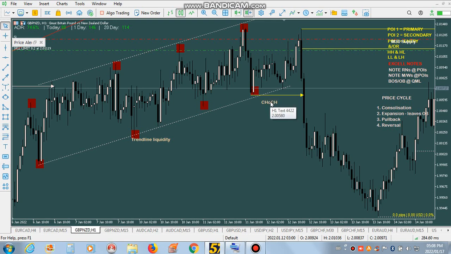Break of structure in the opposite direction. This was our change of character here. And the moment I see a change of character, I look back up. What do I see? A very huge imbalance.